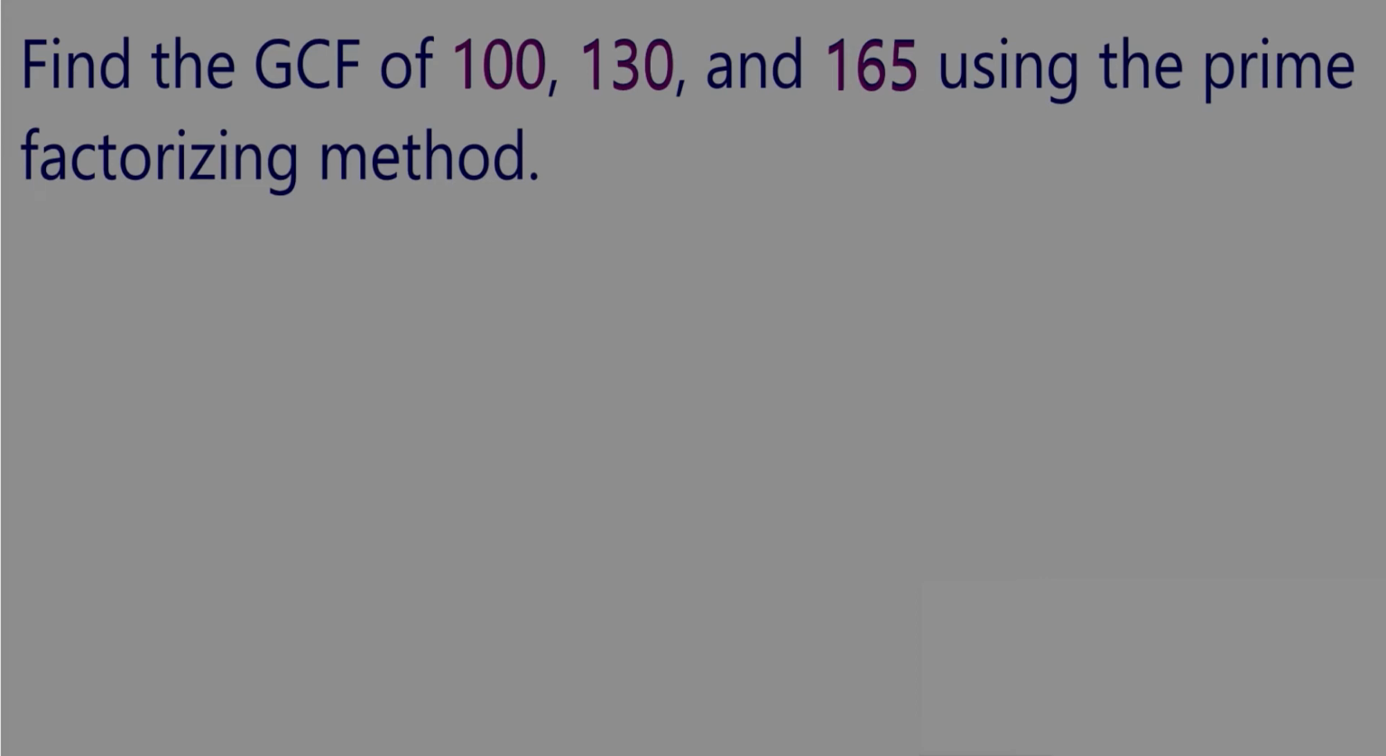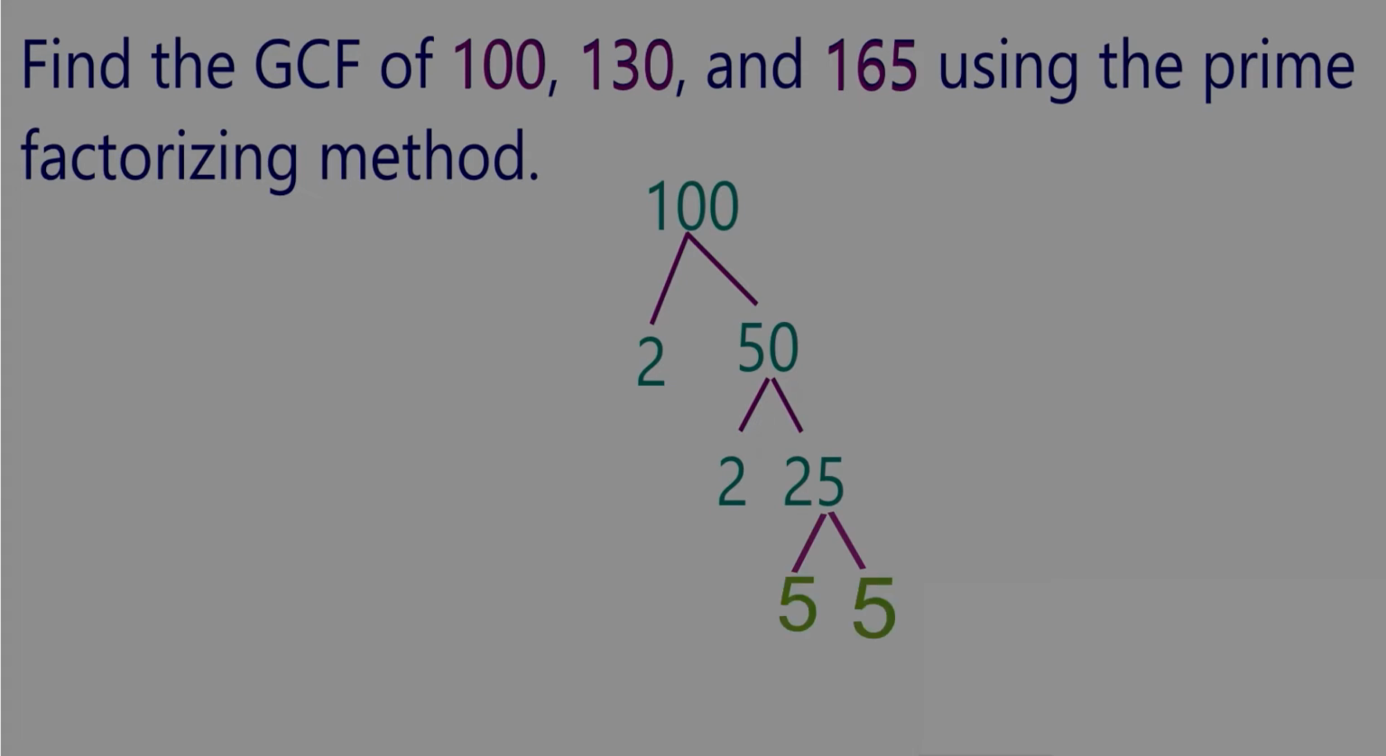Find the GCF of 100, 130, and 165 using the prime factorizing method. The prime factors of 100 are 2 and 50, because 2 times 50 equals 100. 2 times 25 gives 50. 5 times 5 gives 25.